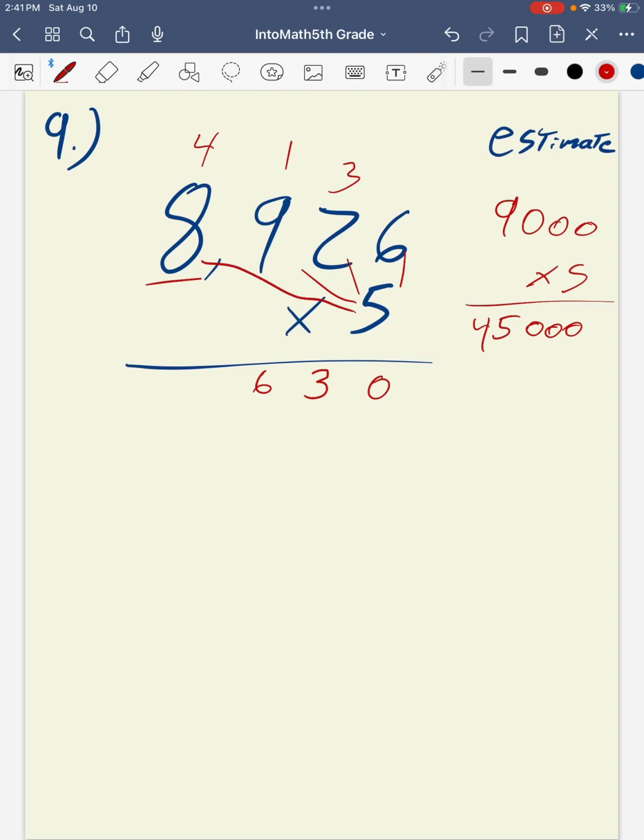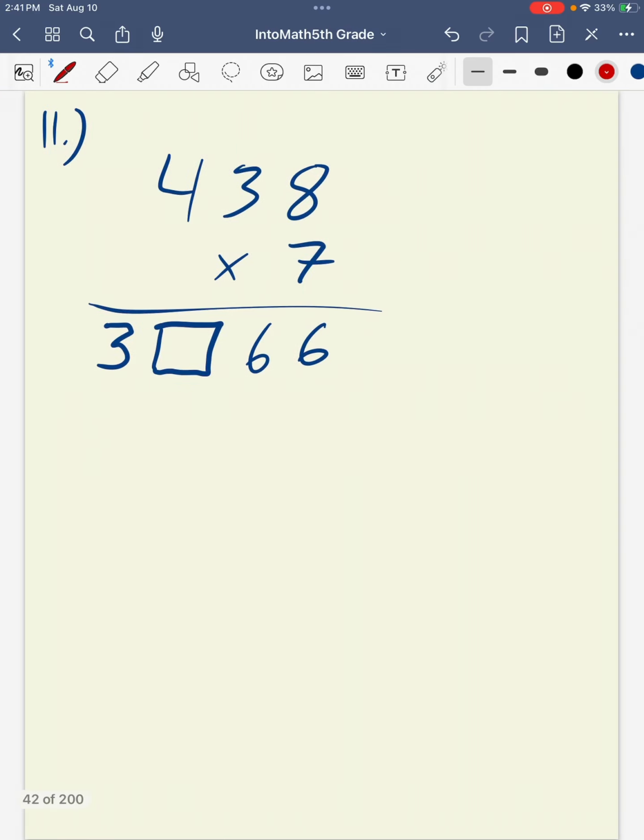Lastly, I multiply 5 times 8 for 40,000, plus another 4,000 for 44,000. Our actual product is 44,630. This is reasonable, as we estimated that the total product would be approximately 45,000.